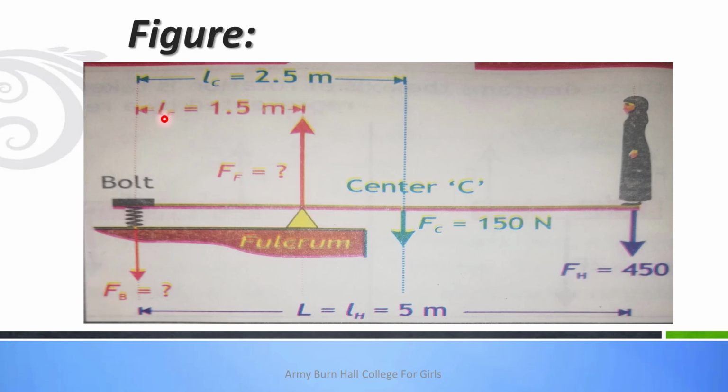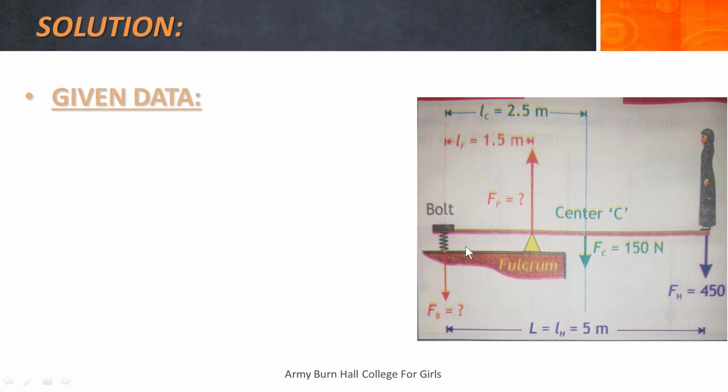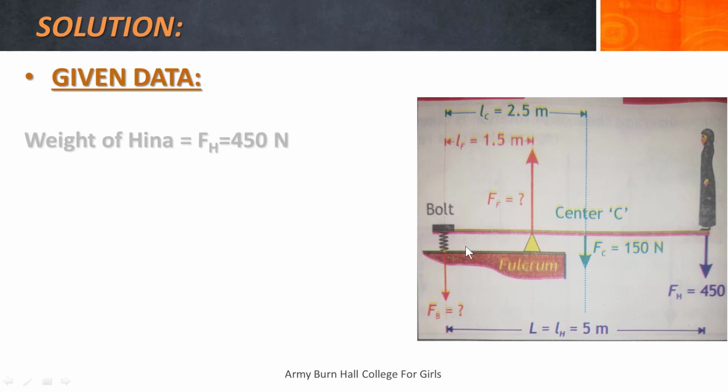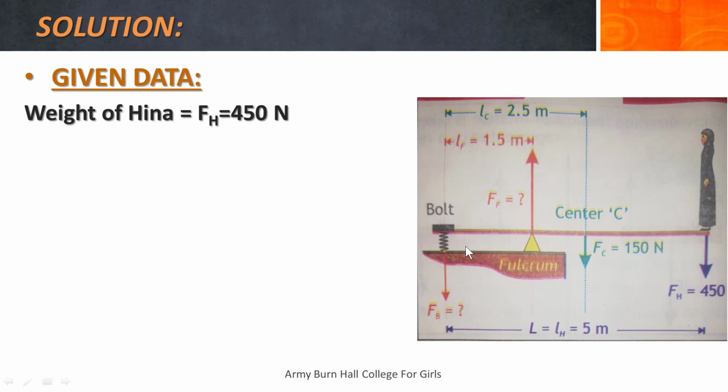Distances are also given over here. The distance of the fulcrum LF is 1.5 meters, the distance of the center LC is 2.5 meters, and the length of the board LH is 5 meters. So we will write all these values in the given data. The weight of Hina is given, FH is equal to 450 newtons. The weight of the board is again given, which is 150 Newton. You can see this in the figure as well.